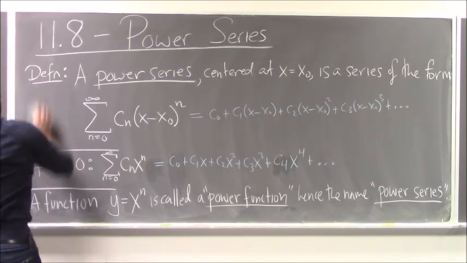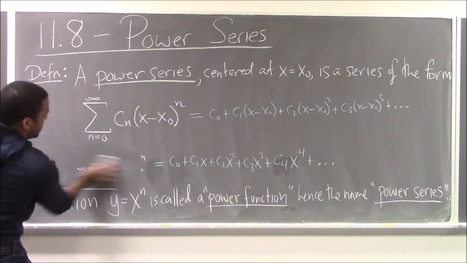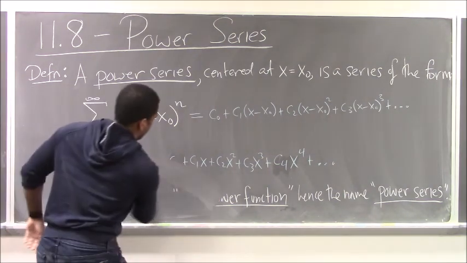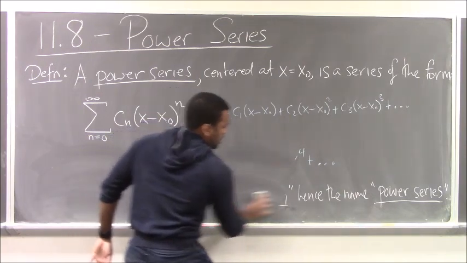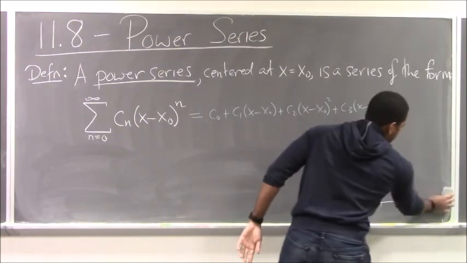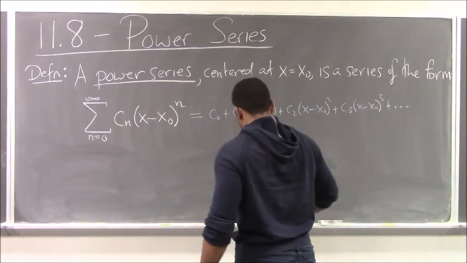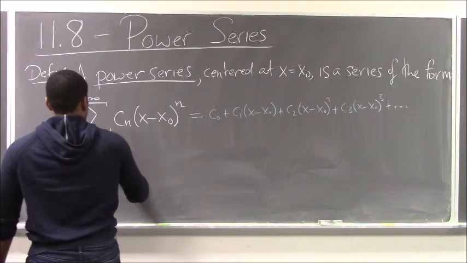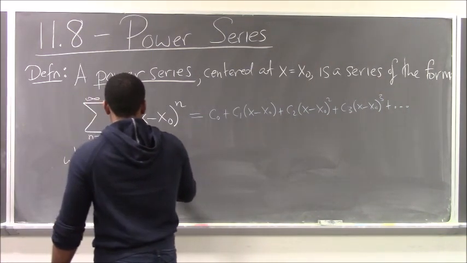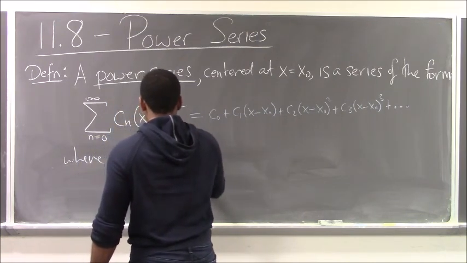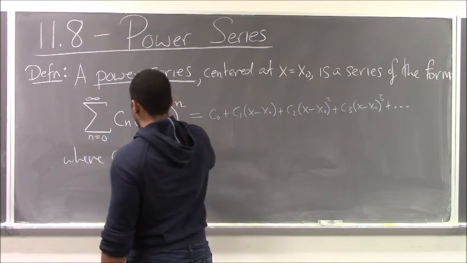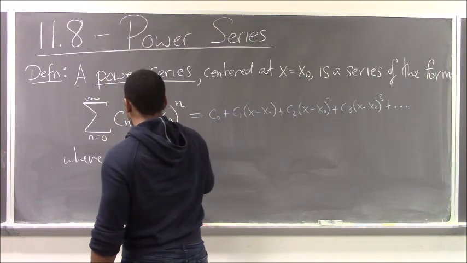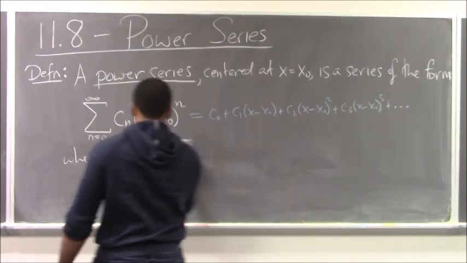Let me make sure to state that here. So when you're talking about a power series, it has this form, where the c_n's are constants.